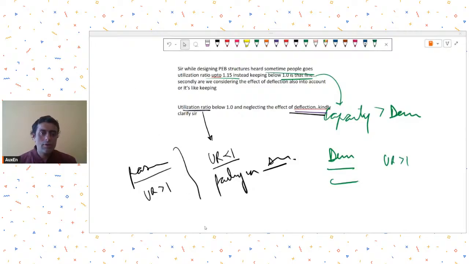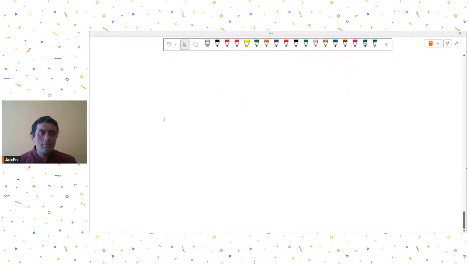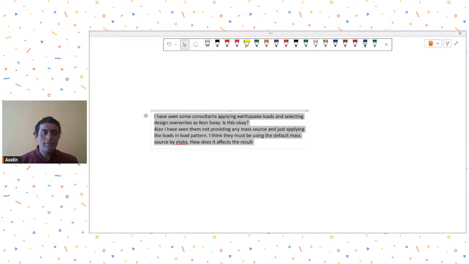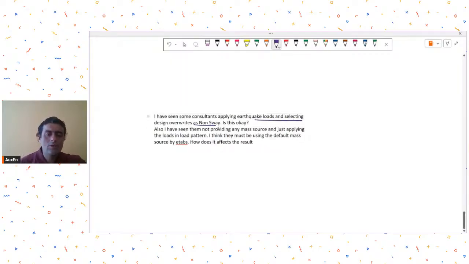Next query is from engineer Ketan Mahajan. He's from Jalgaon and he's a working professional. He's asking, I have seen some consultants applying EQ loads and selecting design overrides as non-sway.